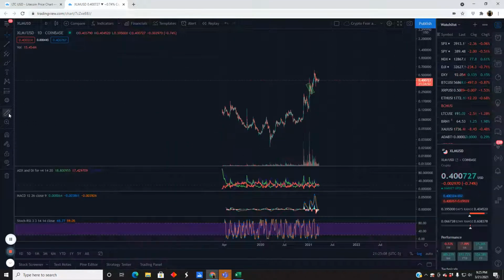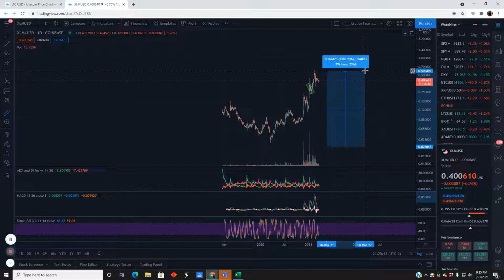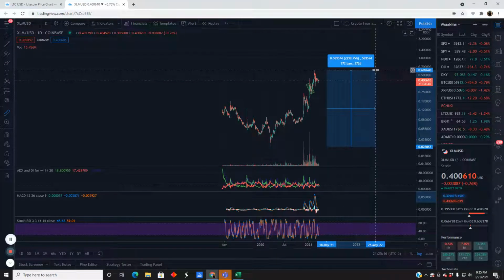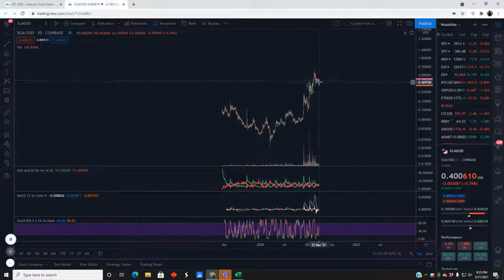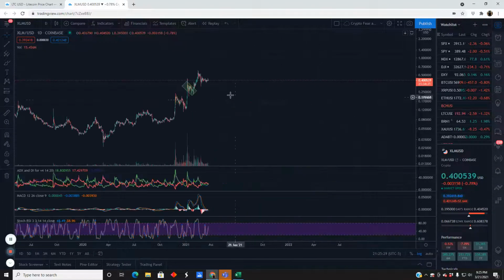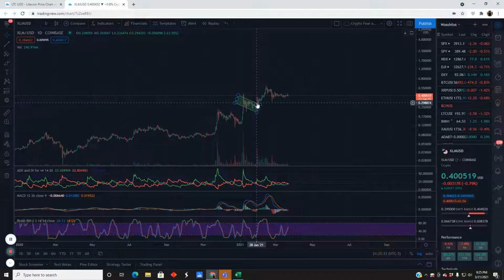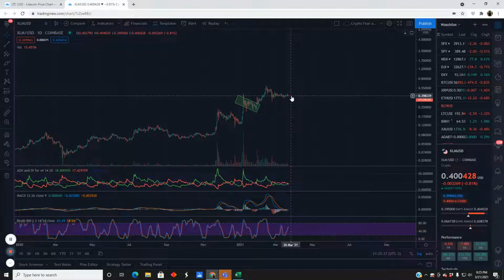From its low, where's it at? 1,400%, went all the way up to 2,200, and where we entered again for the second call in this one, it was already down 35%. So the first call that I made in the group was right here, and then a re-entry right here.